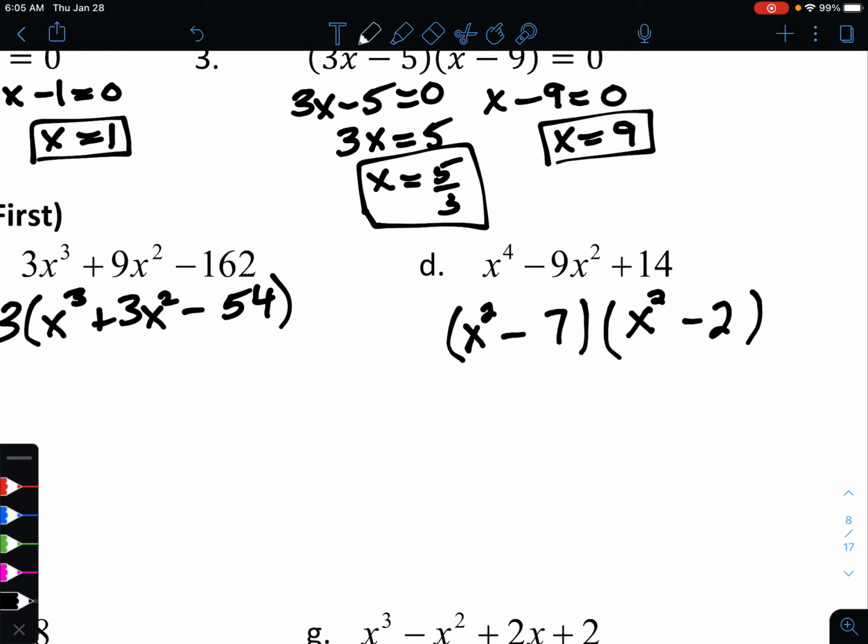Now, at this point, until we have linear factors, we would normally check to see if we could continue factoring. In both cases, the only way that we would be able to continue factoring is if this was a difference of squares, and neither 7 nor 2 are, in fact, perfect squares. So actually, at this point, we would be done with factoring.